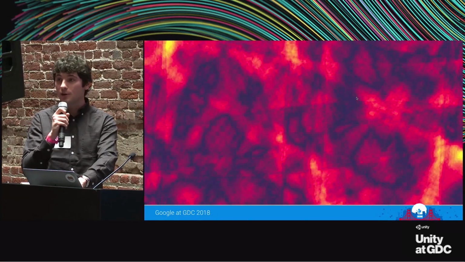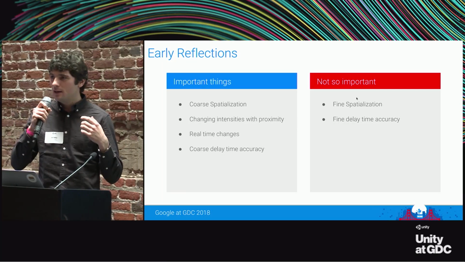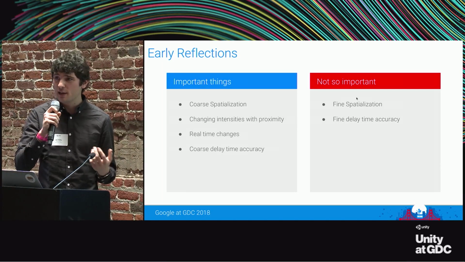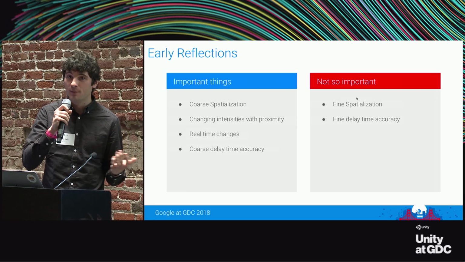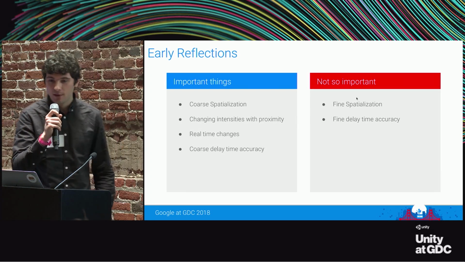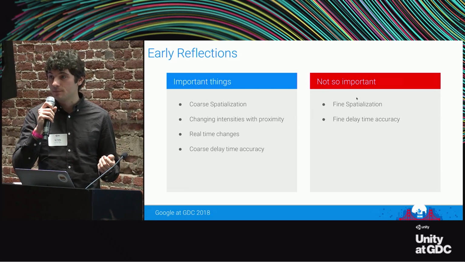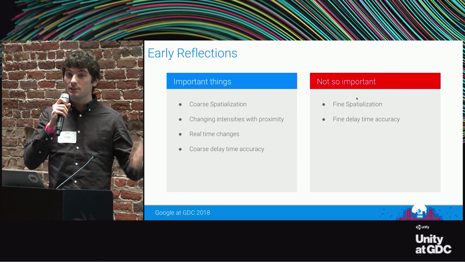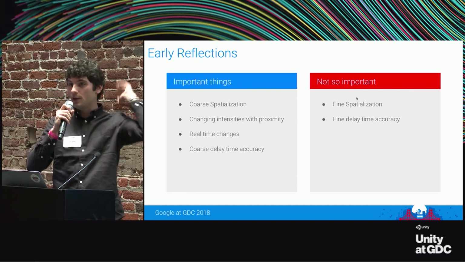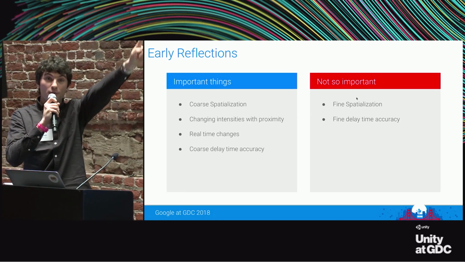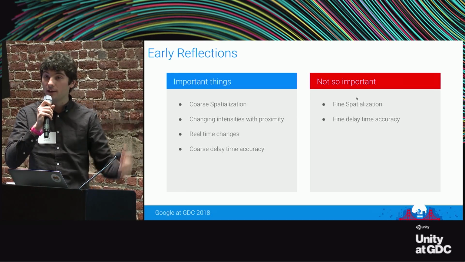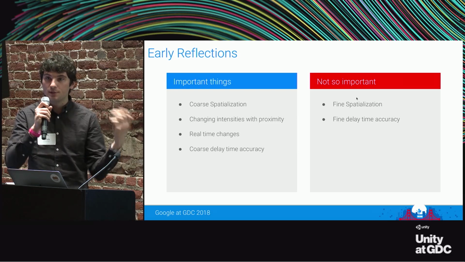So first off, I'll talk about our reflections. And first of all, what I'm going to go through is kind of like what we actually need in our reflections in order to actually be believable, and what we don't need as well. We need coarse spatialization, by which I mean you need a sense of the reflections coming from in front of you, behind you, to your right, to your left, above, below.